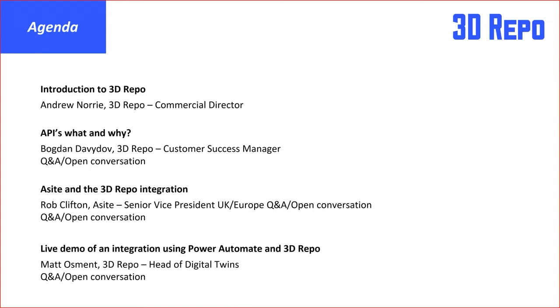And then finally, we'll have Matt Osment, our Head of Digital Twins, looking at a live demonstration of how you can integrate two platforms together in Power Automate and 3D Repo. We're going to do a bit of a different format to what we normally do this time, where we're going to have an open Q&A session after each presentation, so a very quick discussion, and we encourage you to get involved in that. So there is a Q&A panel within the live Teams event, so please do keep the questions coming in as they go. If you could, just make a note in it as who the question is directed at, that would be really helpful. And we'll go through those.